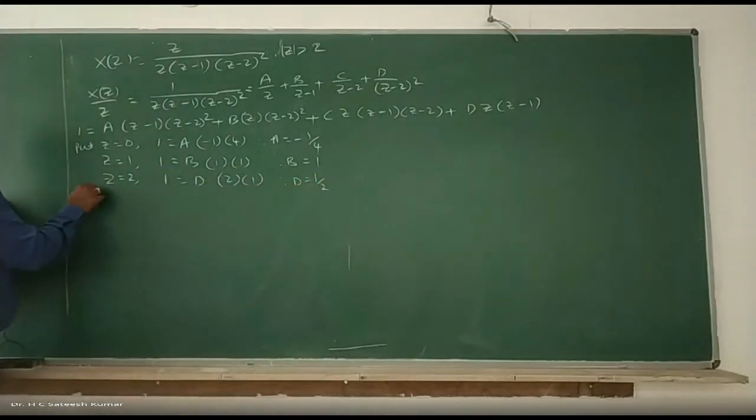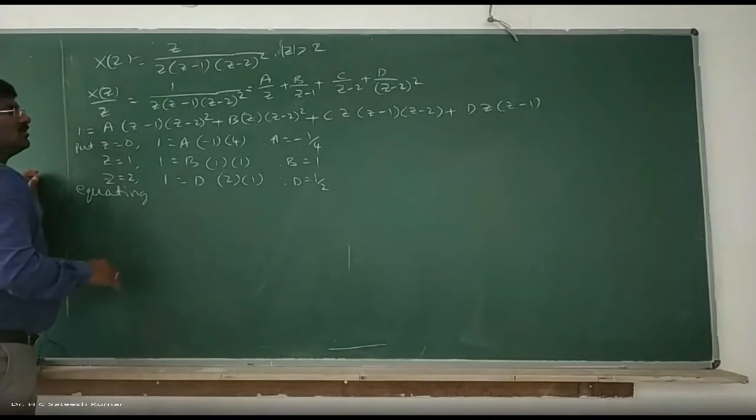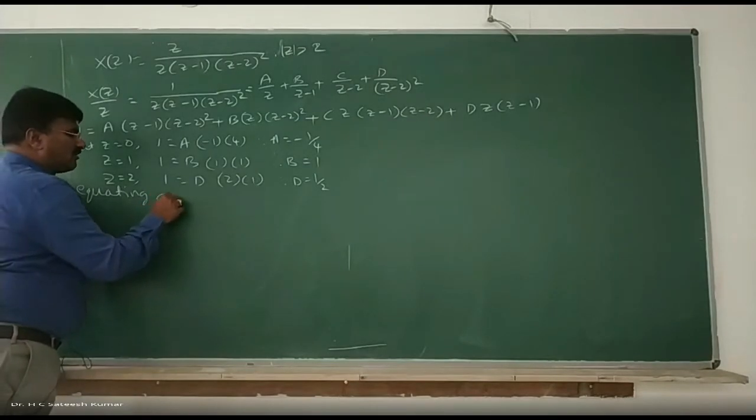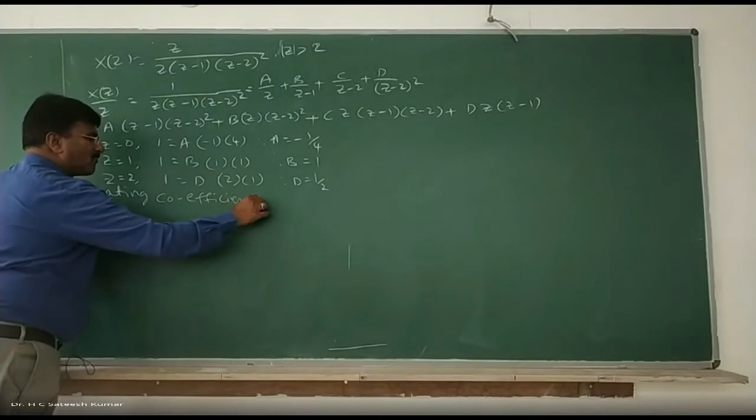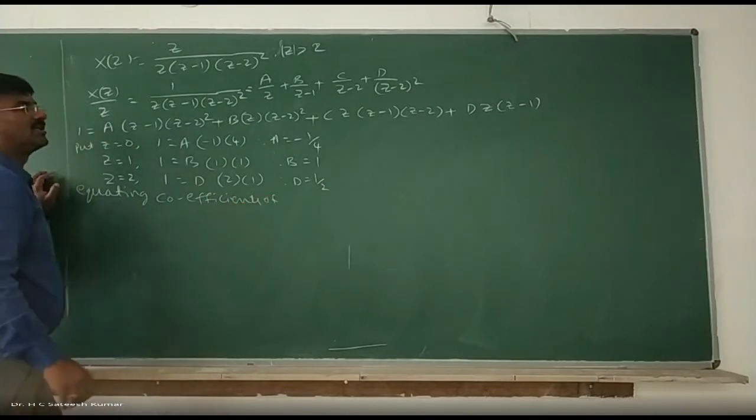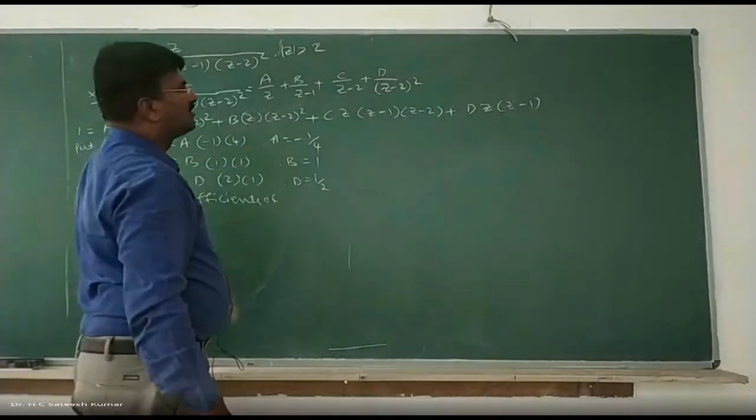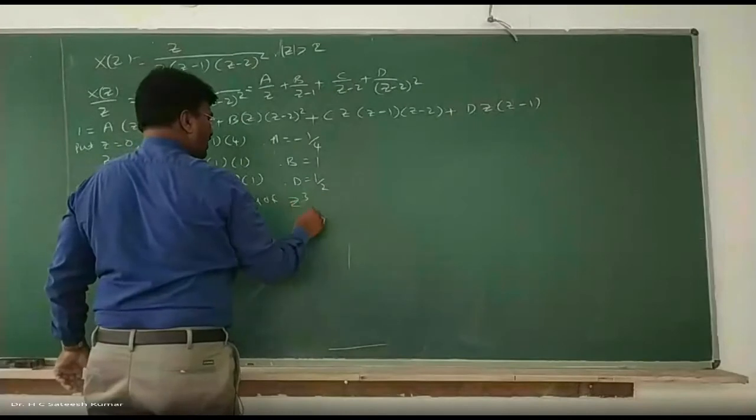Next, equating. All the roots are over. Now we'll have to do it because 4 unknowns are there. We'll have to equate coefficients of highest power. What is the highest power? z cube, z square? Okay, right. Highest power is z cube only, no? z cube on both sides.